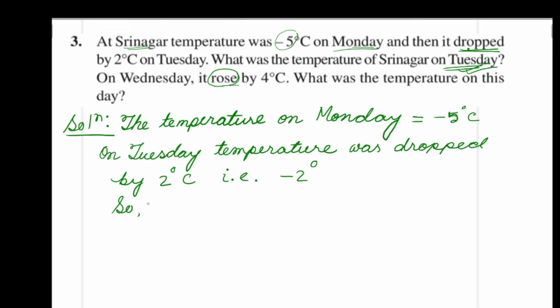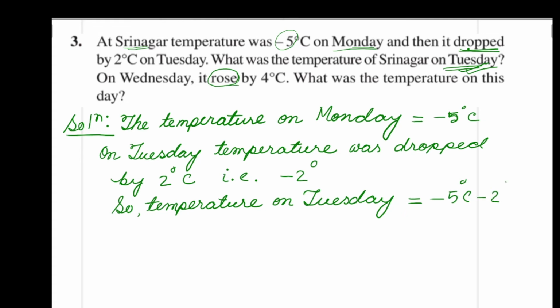So, temperature on Tuesday, it was what? Minus 5 degree, minus 2 degree. It was decreased, that is why I have given minus 2. So, minus 7 degree. Yes. Again, on Wednesday, the temperature rose by 4 degrees Celsius.